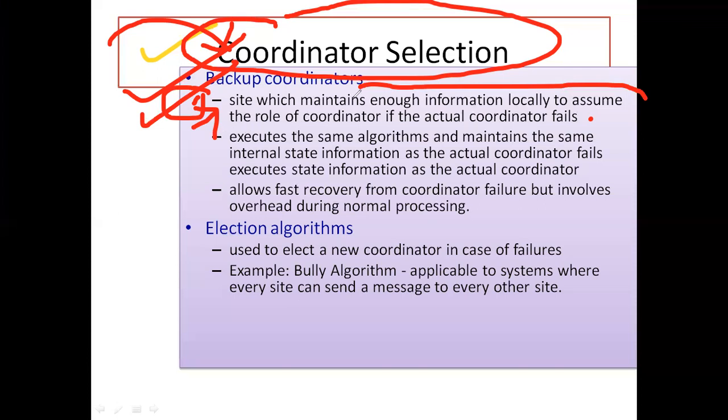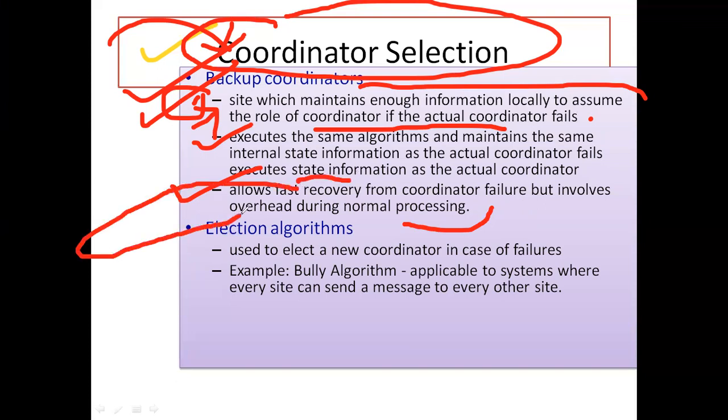Next, executes the same algorithms and maintains the same internal state information as the actual coordinator. Okay, सारे algorithm जो actual coordinator ने execute किया था, the same this site will do for you. Then allows fast recovery from coordinator failure, but involves overhead during normal processing. If fast recovery is possible, then it also may include overhead.